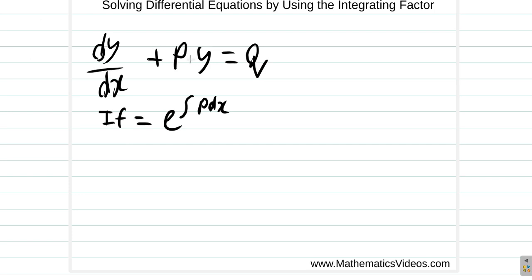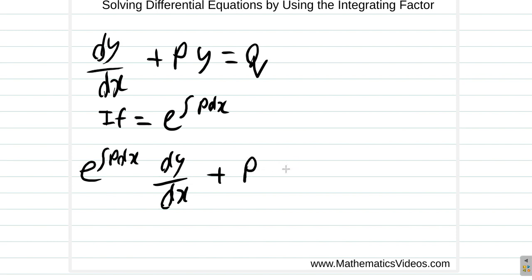Now, here, let us multiply both sides by the integrating factor and see what happens. You would have e to the integral of p dx times dy by dx plus p y, but let's put the y last, p times e to the integral of p dx times y. Alright, so you multiply the left hand side, each of these, and then equal, and multiply the right hand side by it now. Q times e to the integral of p dx.